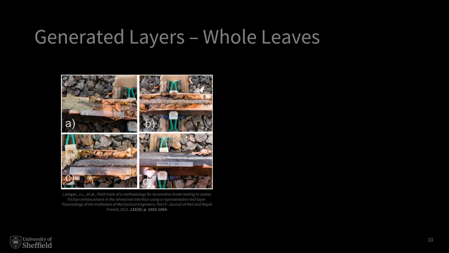The other method that's used is whole leaves, and this is where you tape whole leaves to the rail. It's effective because it's exactly the same as the process that happens in nature, but you're just forcing it to happen by using the tape to hold the leaves in place so that they're not blown away and that they stay for repeated train passes.